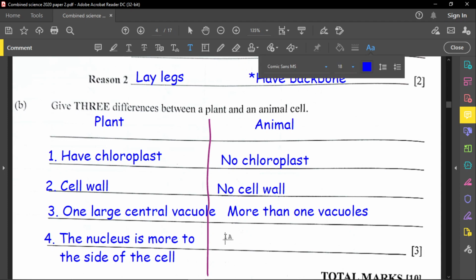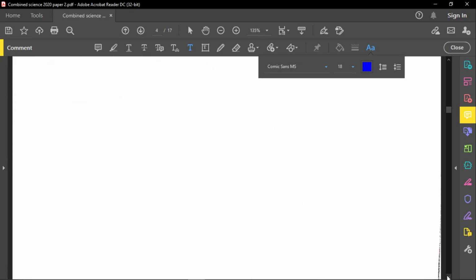So the nucleus is centrally located. All right, so those are 4 differences. Again, we can talk about the shapes and so on. All right, but let's leave that there for now, in the interest of time as well. So let's just jump on to the next question here, question number 2.